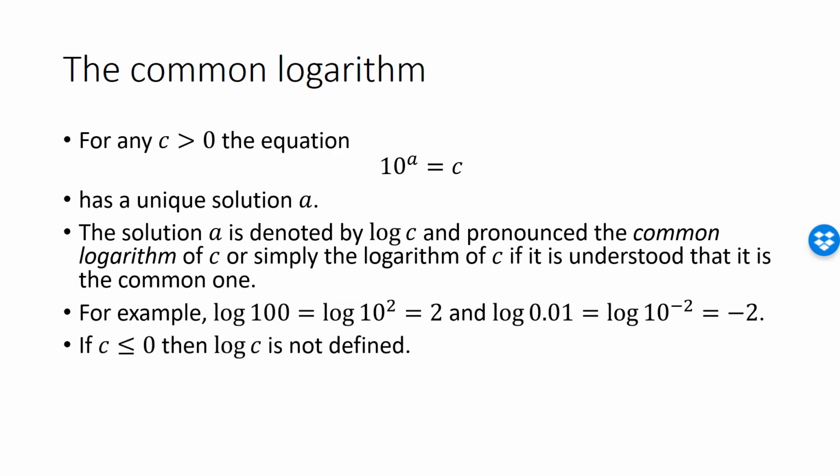This explains why you cannot find the common logarithm of 0. 0 cannot be written as 10 to the a for any number a, since 10 to the a is always strictly positive. The same is true for the common logarithm of negative numbers. They do not exist. A negative number b can never be written as 10 to the a, no matter how we pick a. The logarithm of 0 and the logarithm of negative numbers are not defined, at least not as a real number.